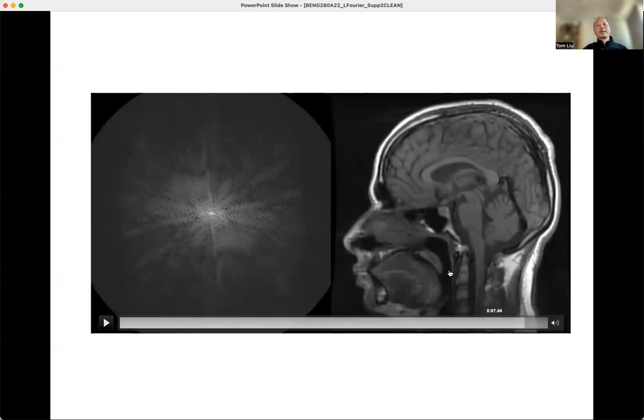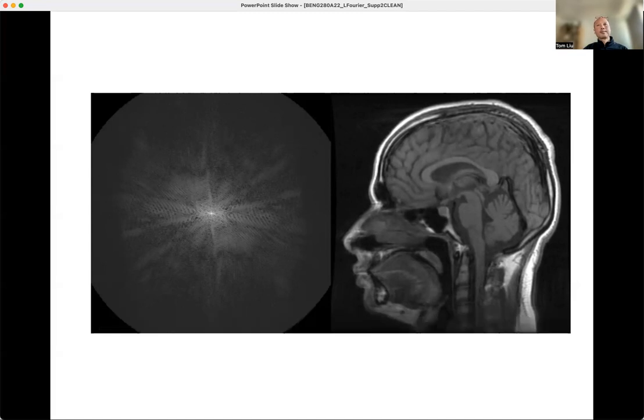And why would you not want to collect all of the data? Because it takes time to collect this data. So you want to make a trade-off between what's a good enough looking image and how much time you want to spend collecting the data.